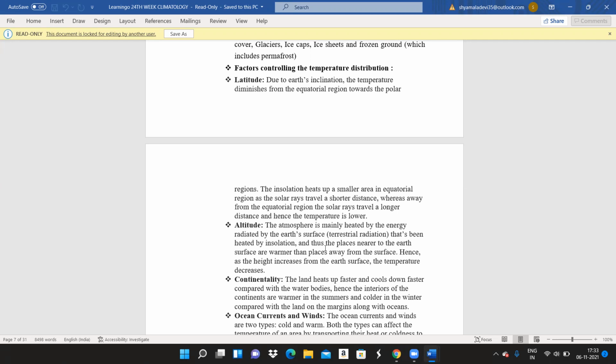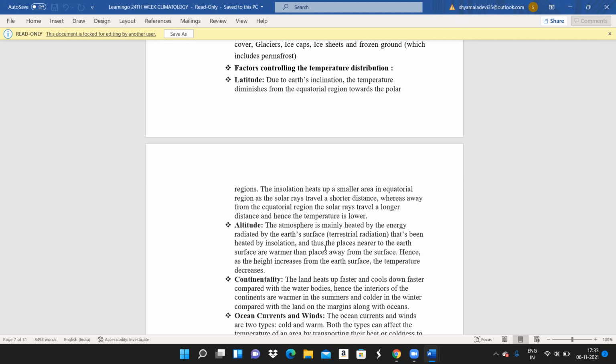Latitude is that wherever the sun's rays fall vertically, temperatures are very high, because vertical rays cover a smaller area and the heat generated is very high. That is the reason why temperature is very high. But as we move from the equator, the sun's rays fall more and more slantingly. As they fall more slantingly, they occupy a larger area, so the heat generated is less. Hence, the temperature is less.